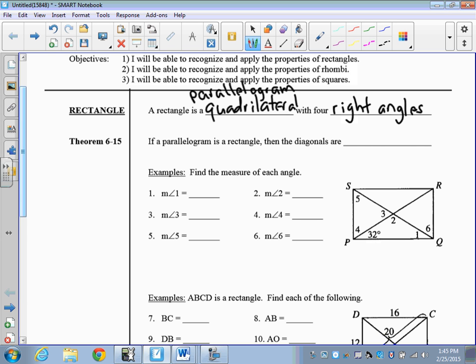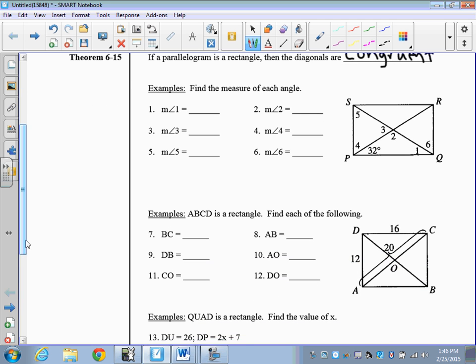rectangles. Another thing that's special about a rectangle, so it says if a parallelogram is a rectangle, then the diagonals are congruent. So we're going to use that feature, the rectangle having congruent diagonals, to be able to solve these examples here. So what I would like you to do is to try the evens. We're going to do the odds together.